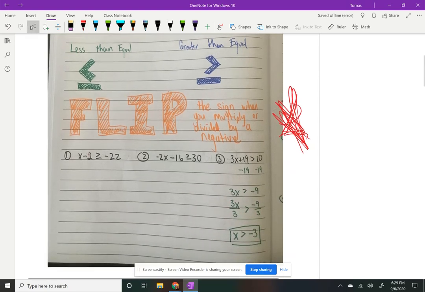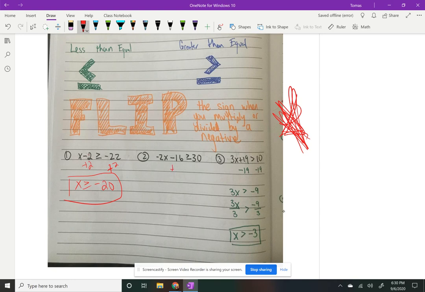Okay, I'm going to take you through a couple of examples just so you can see what I'm talking about. Right here, number one, we solve it just like we would normally solve it, right? We add two to both sides. We get x is greater than or equal to negative 20. Since I did not multiply or divide by a negative, I just leave it alone. That's it. Right here, I'd be done.